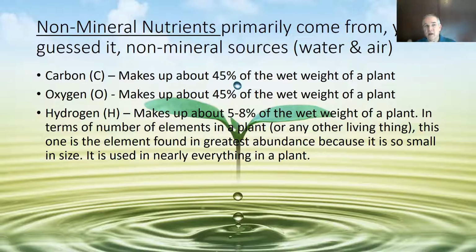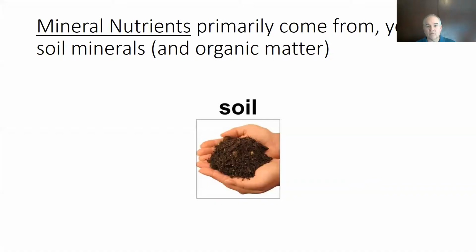Hydrogen actually is the number one atom in any organism in terms of numbers. But because it's so small in relation to calcium or carbon or oxygen or whatever, it just doesn't make up as much of the weight. But still, like 5 to 8% of the plant by weight is hydrogen. But again, ubiquitous in the environment. It's everywhere. We don't have to fertilize with this because there's plenty of it all over the place. Now, the mineral nutrients, again, no surprise, come from minerals as well as soil organic matter.